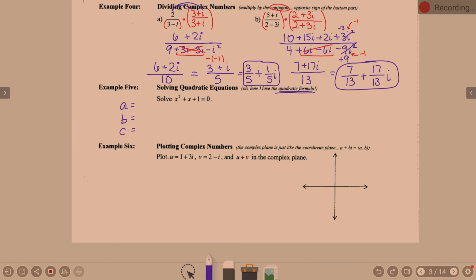Before we can use quadratic formula, we have to make sure the equation is equal to 0. It is. What is A? 1. What is B? 1. What's C? 1. Interesting. Not often you have that happen, right? So, x is equal to negative b, so negative 1, plus or minus the square root, b squared, so 1 squared, minus 4 times a, which is 1, times c, which is 1, over 2 times a, so 2 times 1.